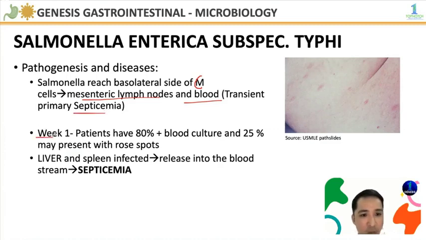So again, in week 1, patients have 80% positive blood culture and 25% may present with rose spots. These rose spots on the abdomen, as you can see in this figure, are associated with vasculitis. Rose spots on the abdomen in a patient with typhoid fever due to Salmonella typhosa.